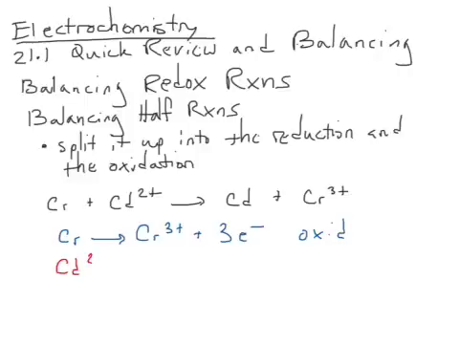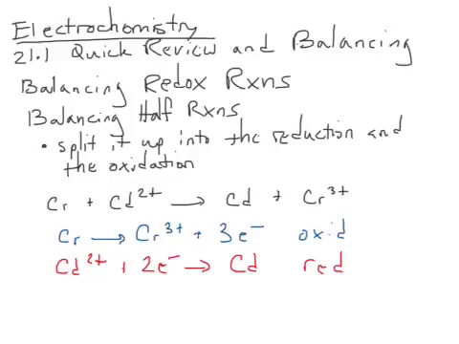Cd2+ plus 2 electrons gives me my Cd with no charge. So this is the reduction. Now I've split it up into each half reaction. Now we want to be able to combine these back together to get a balanced overall reaction.